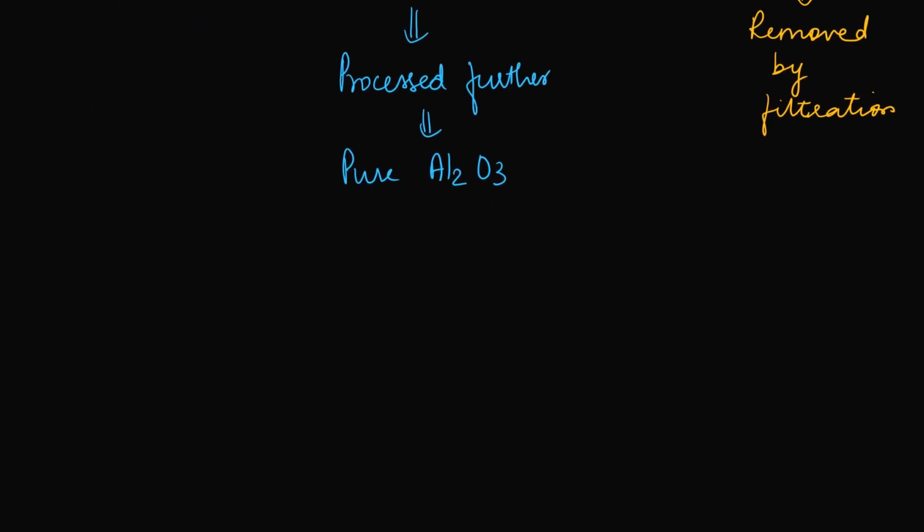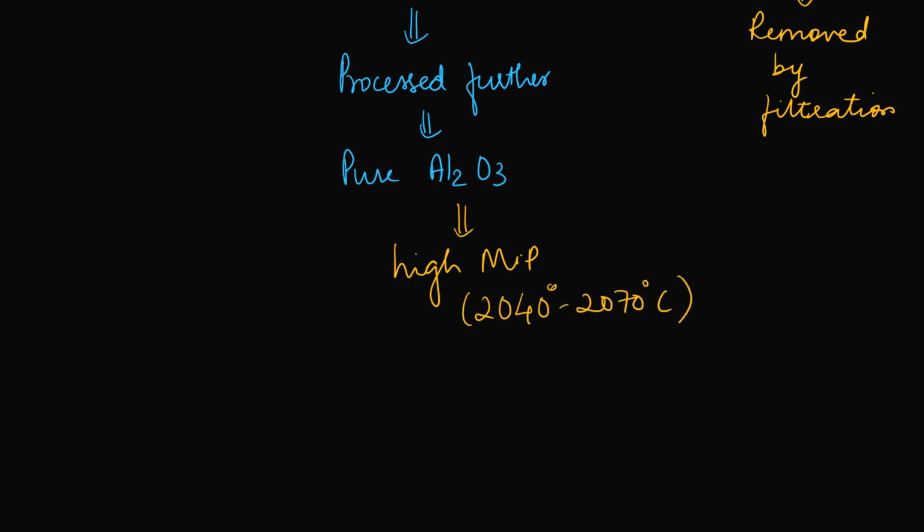Yes, definitely we are happy, but the problem is this pure aluminium oxide has a very high melting point. That's around 2000 degrees Celsius. It's somewhere between 2040 to 2070 degrees Celsius. Now it's very difficult to maintain this high temperature. It is not economically viable. So we need to reduce the melting point. So now our job is to reduce the melting point of aluminium oxide.